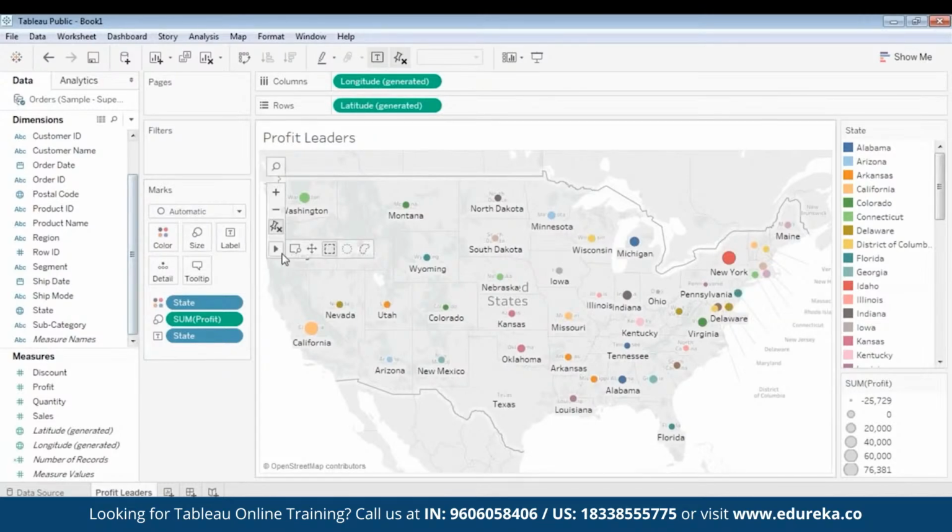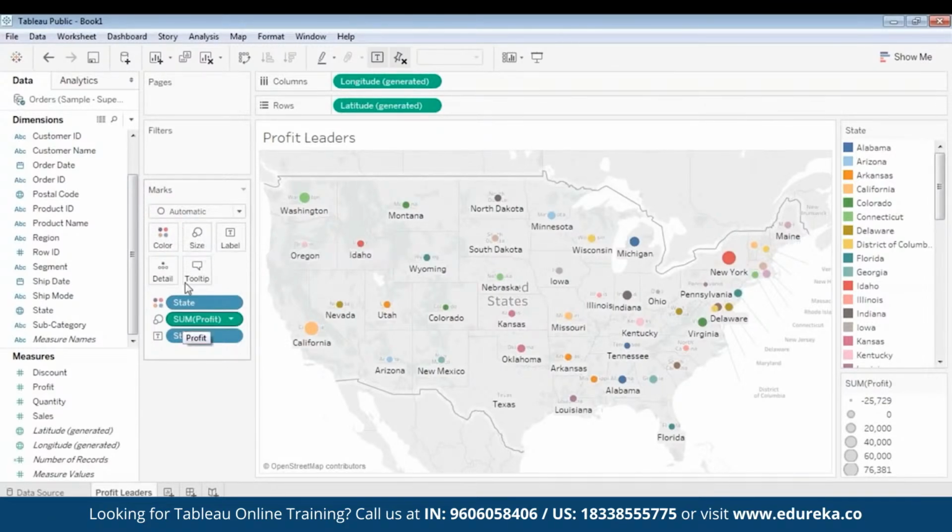So what I have done over here is my longitude and latitude is defining which states lie where, okay? I have given state a different color. So if you want to represent your states in different colors so that California is yellow and you can identify easily, I have placed state in the color option.